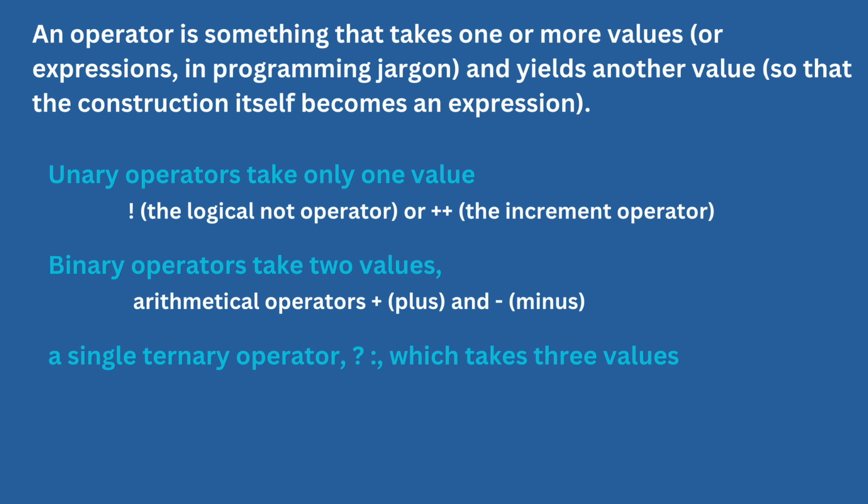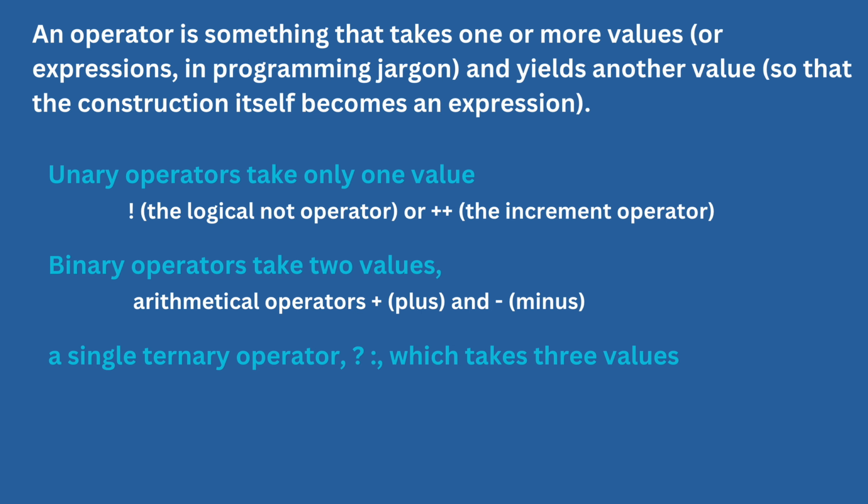Now we'll see one. I think we have also seen this in JavaScript, but we'll talk about it here also. Operators. What do you mean by operators? They are used to perform some operations on the operands. Exactly, operands. So an operator is something that takes one or more values or expressions and yields another value, so that construction itself becomes an expression. So what types of operators are there?